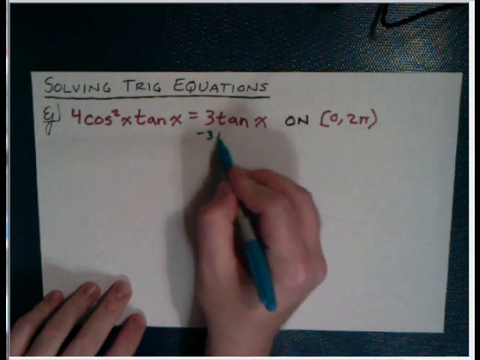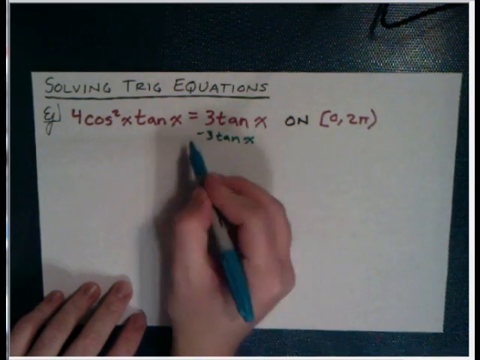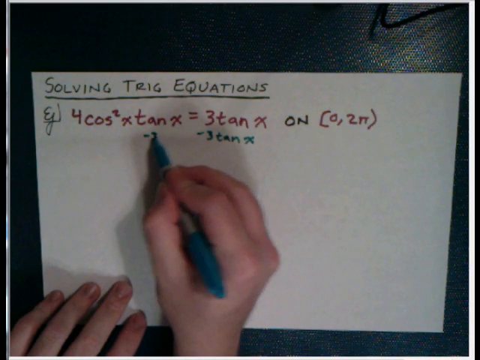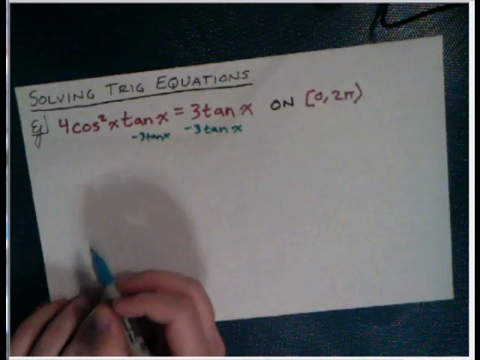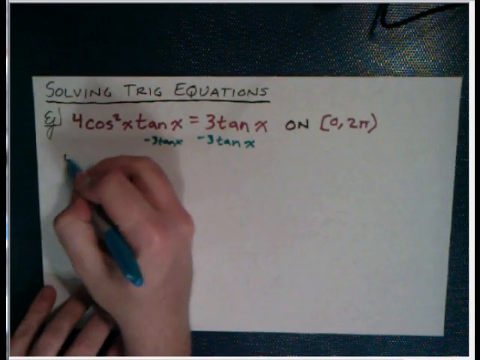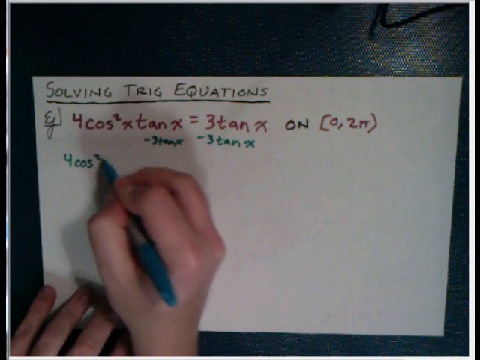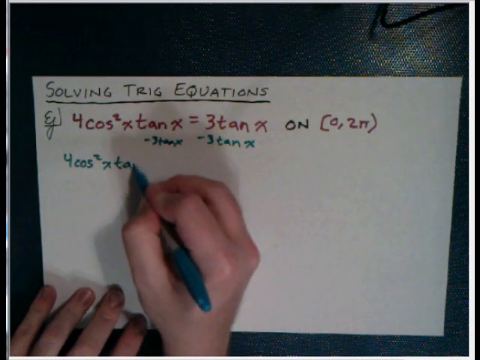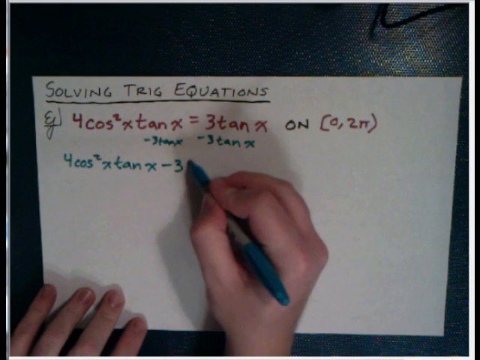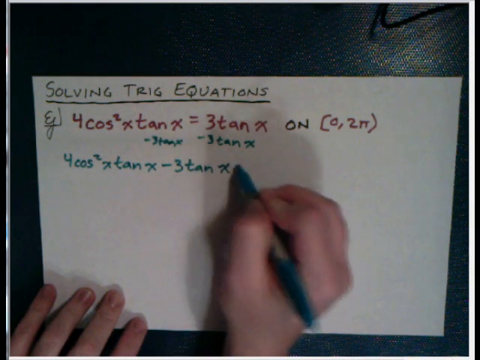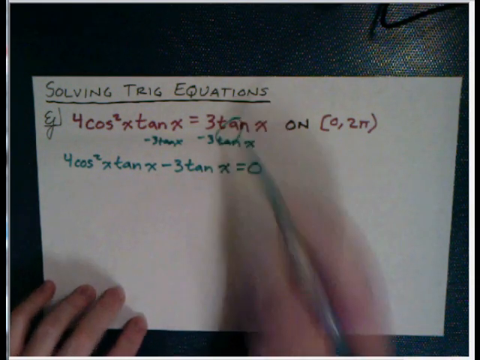I'm going to subtract 3 tangent of x over to the other side. There's not really a nice way to write this over here. So what I'm going to end up with as my equation is 4 cosine squared of x tangent of x minus 3 tangent of x, all equal to 0, because again we made a 0 right there.